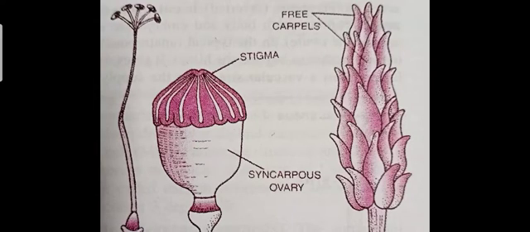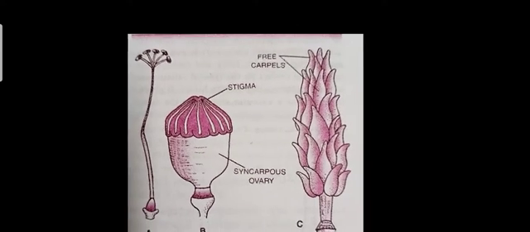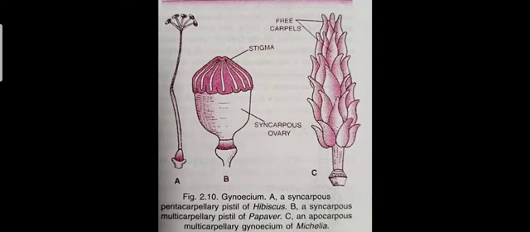Hello friends, today we are going to start the female reproductive part of the flower, and that is known as the gynoecium. Here in the picture, the very first diagram is of the hibiscus gynoecium. The second diagram is of the papaver, and the third is of Michelia. Michelia in Gujarati we call champa.